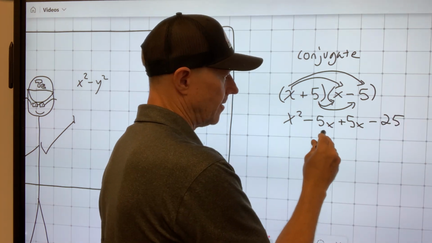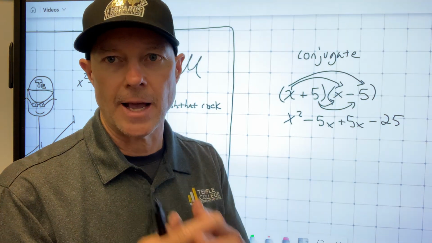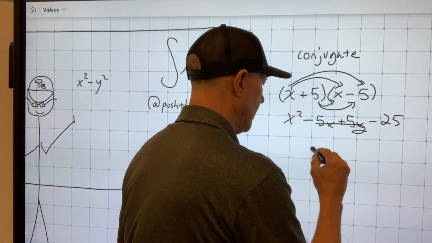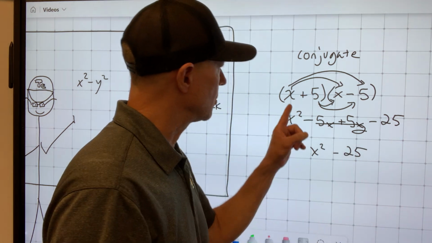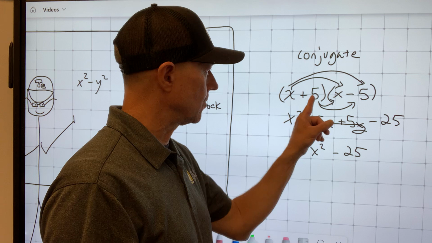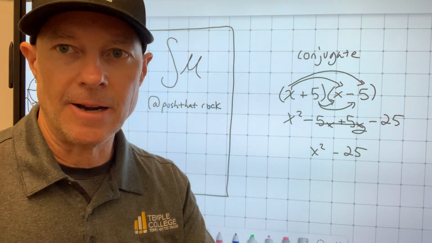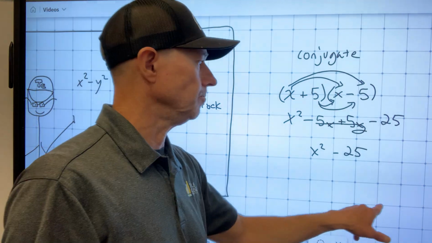But notice the negative 5x and 5x, they're opposite signs, but they're the same quantity, so they add to 0. So this adds to 0, and we have x squared minus 25. So notice we have the square of the first term and the square of the second term with a minus in between. That happens every time, so this is called the difference of squares rule.